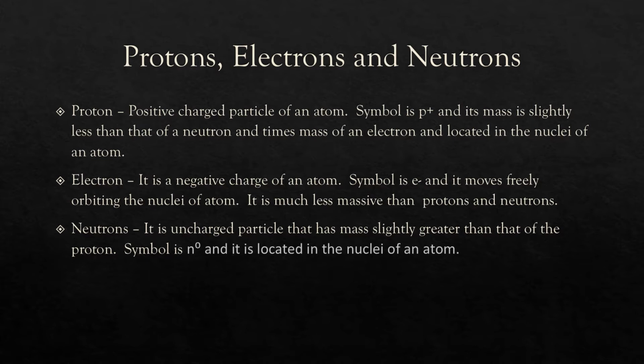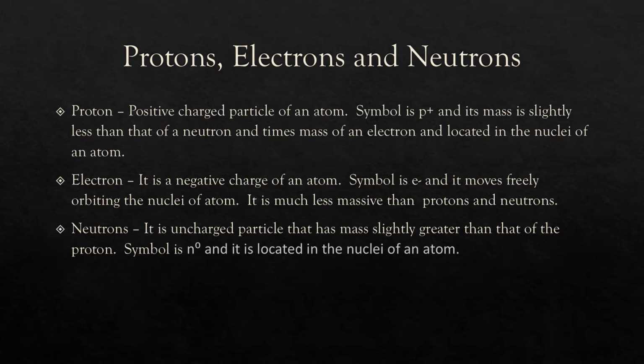Let's focus on the proton. A proton is a positively charged particle of an atom. The symbol of this, as you can see there, is P plus. Its mass is slightly less than that of the neutron, and it is located in the nuclei of an atom. So the location of the proton in the atom is at the nuclei. Remember, the symbol is P plus. The charge is positive.